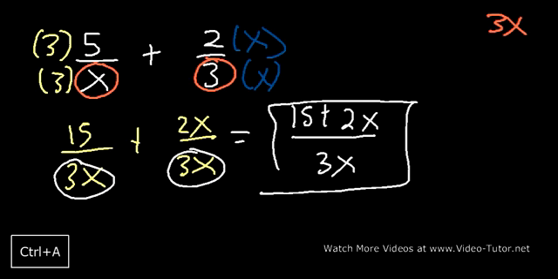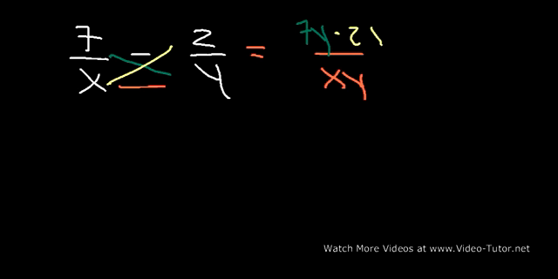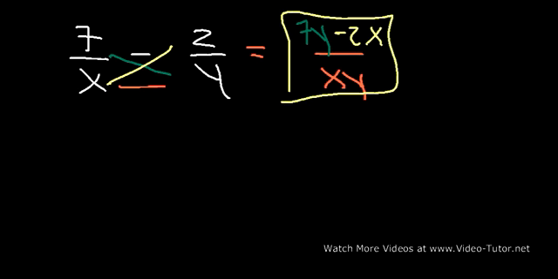Let's try another example in which we have variables. So let's say if we wish to subtract these two. Let's use the first method that we went over. So the common denominator is going to be x times y. And here we have 7 times y, which is 7y, and 2 times x. And that's pretty much all we could do for that problem.